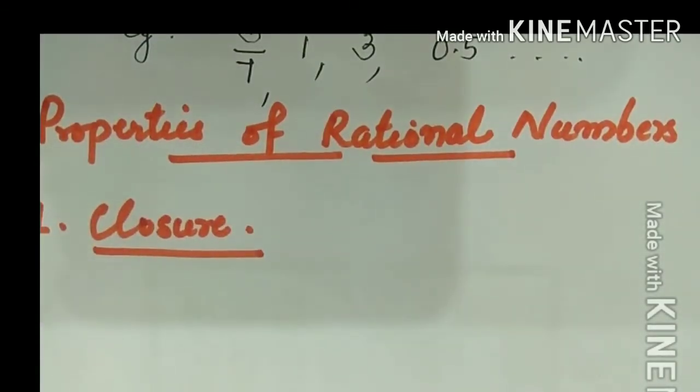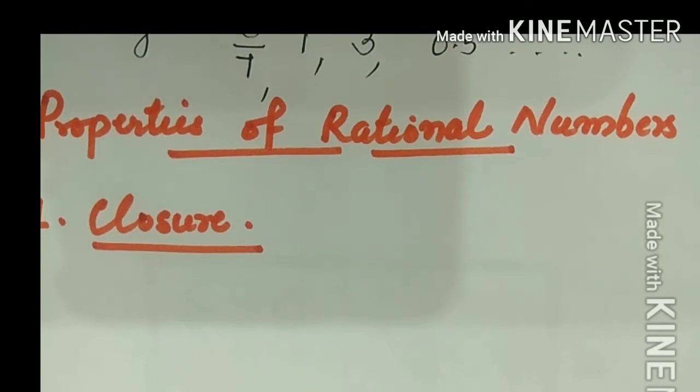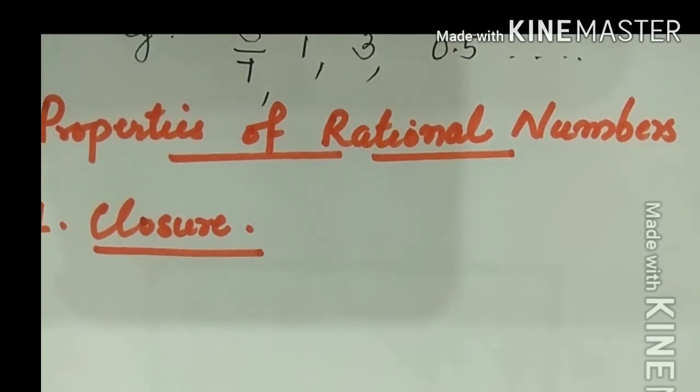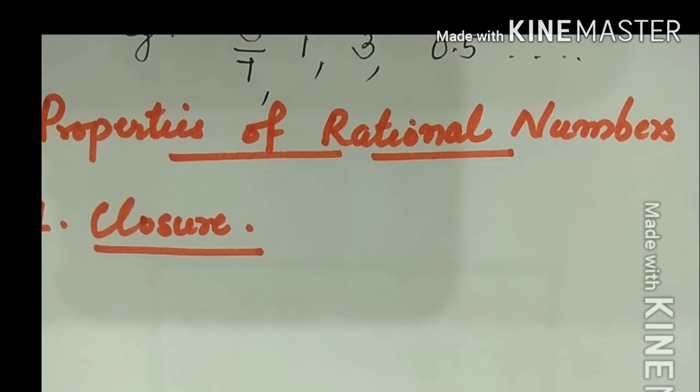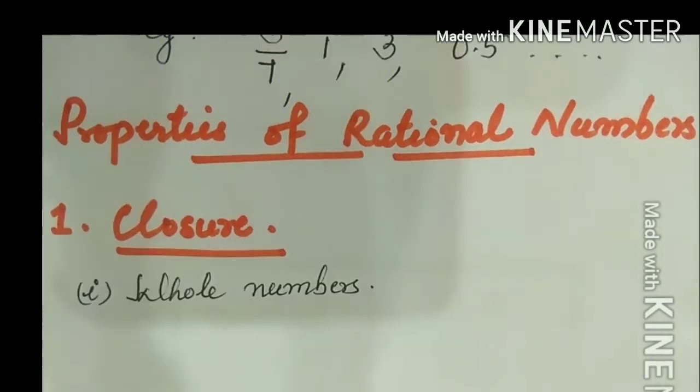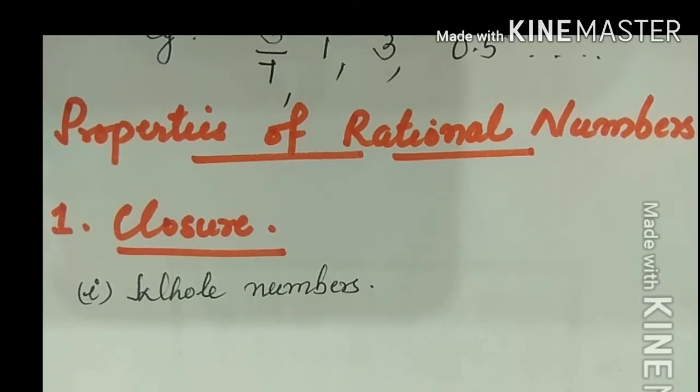Now we are going to learn properties of rational numbers. There are mainly different properties. First is closure property. Now we are going to learn closure property for whole numbers for the 4 fundamental operations.